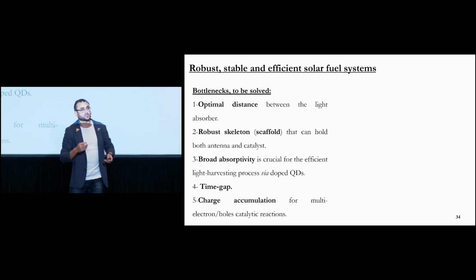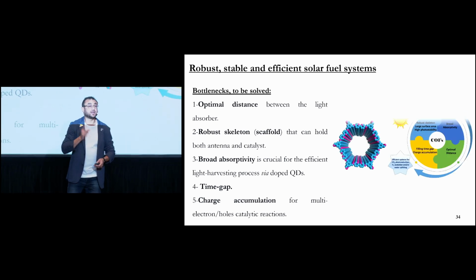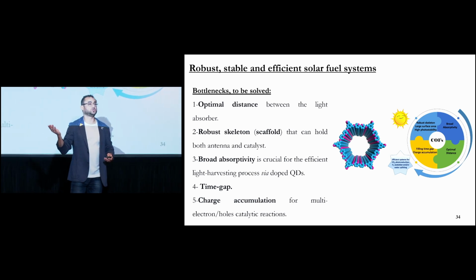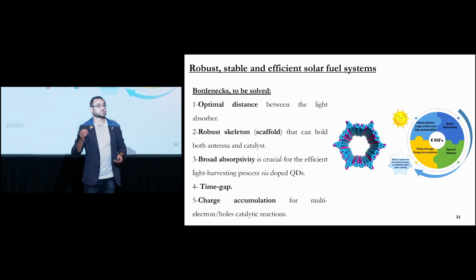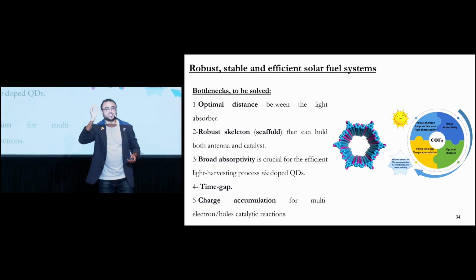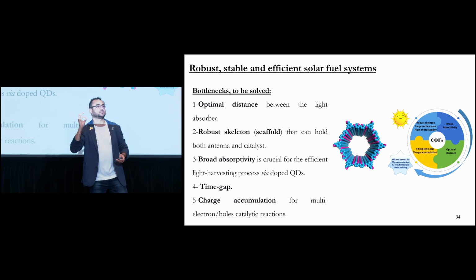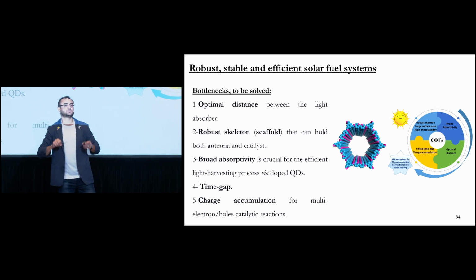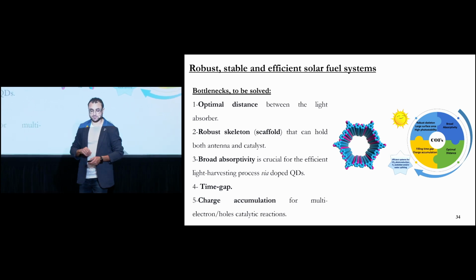So if you take all these bottlenecks into account, you will get something very useful. And I see MOF and COF doing a great job in this particular point, because what we saw yesterday is that you can engineer them with high precision. So if you manage to put the light absorber and catalyst at a certain distance, and you apply photons, you will get higher efficiency.